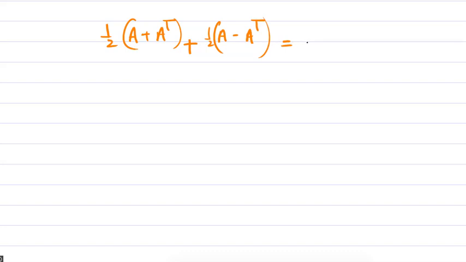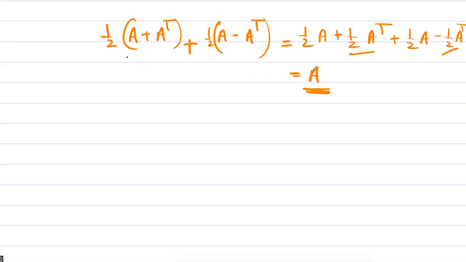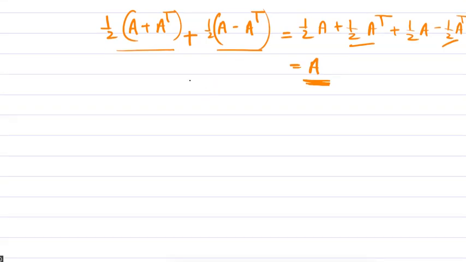So what will the resulting matrix be? It will be half of A plus half of A transpose plus half of A minus half of A transpose. But these cancel due to the commutativity of the operations. So the resultant matrix will be A. So any square matrix can be written as a sum of symmetric and skew-symmetric matrices. That is what the next theorem is going to state.